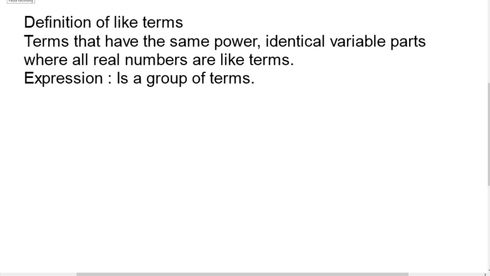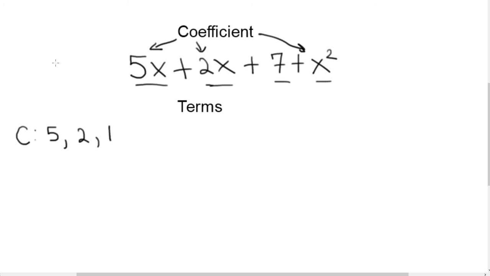So what have we learned? Definitions of like terms are terms that have the same power and identical variable parts. Also, all real numbers are like terms. An expression is a group of terms. We also learned that if we look at an expression, the terms of the expression are the individual parts.